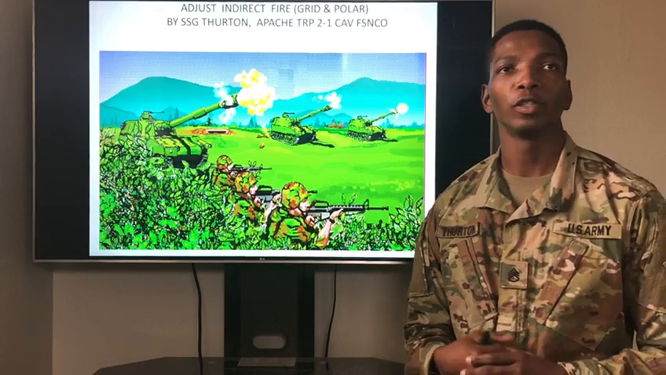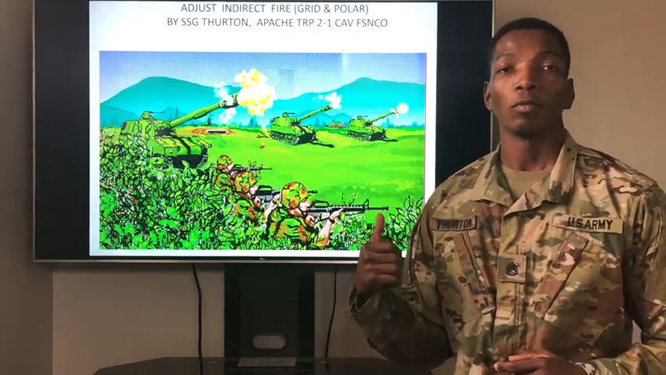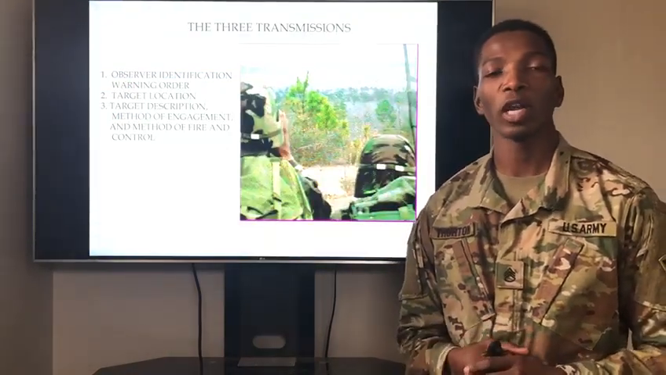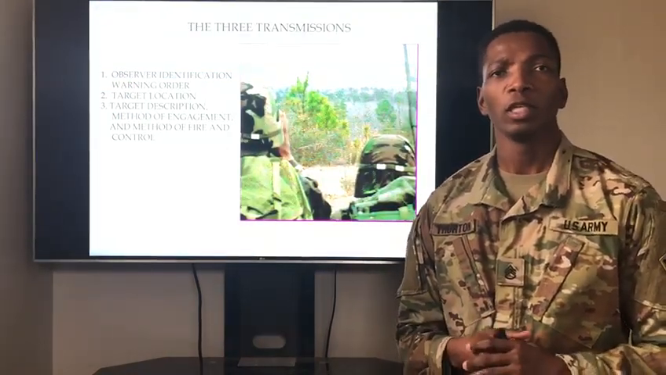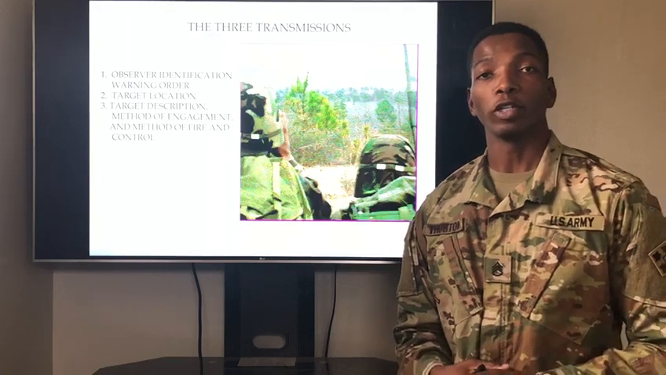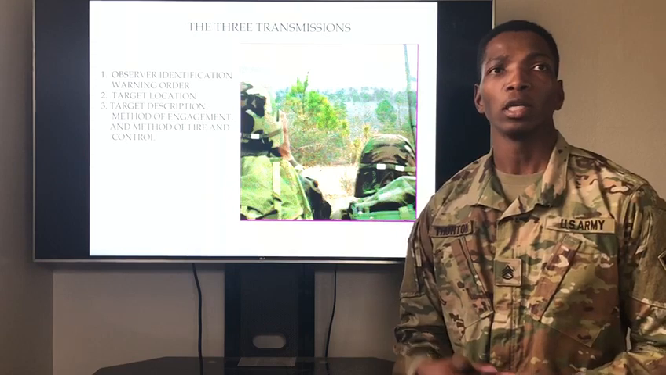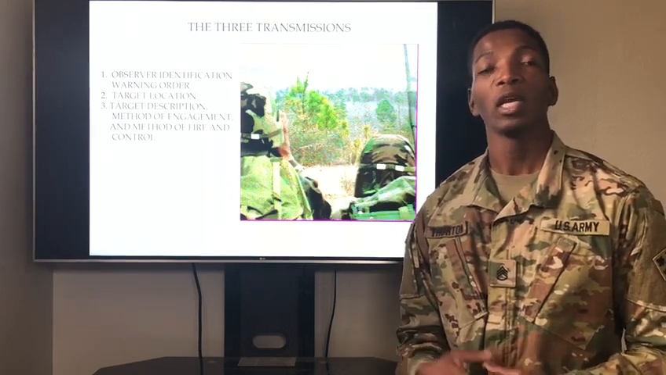Today I'll be going over Just Fire classes with you, going over grid and polar. These missions are broken down into 3 transmissions. First transmission is the observer identification and warning order. Second transmission is the target location. Third transmission is the target description, method of engagement, and method of fire control.